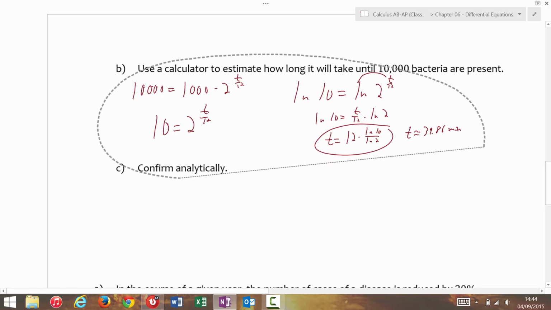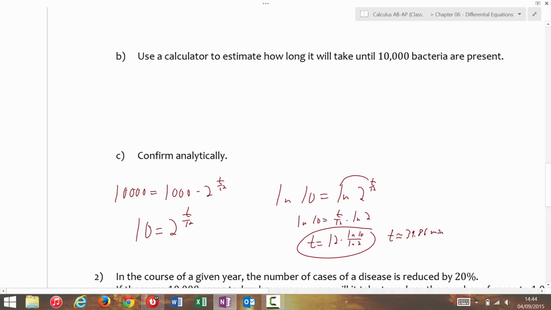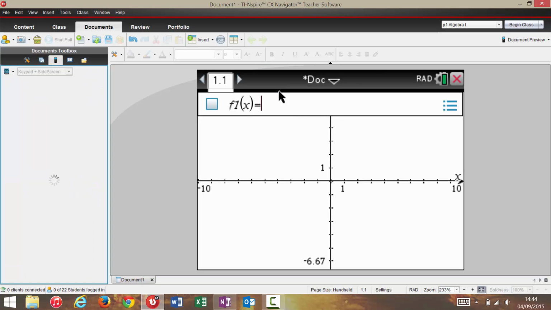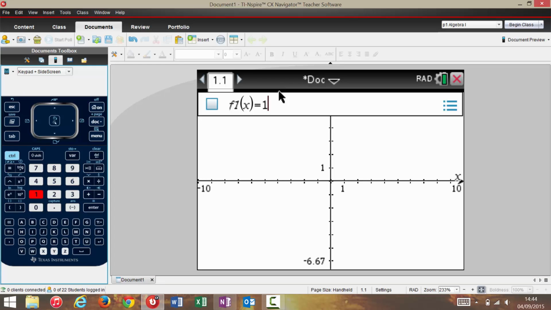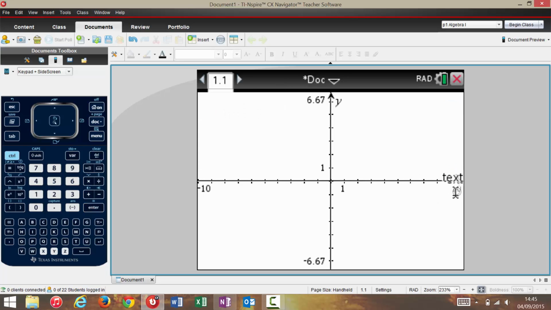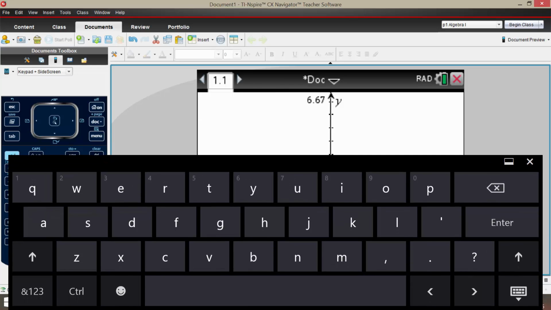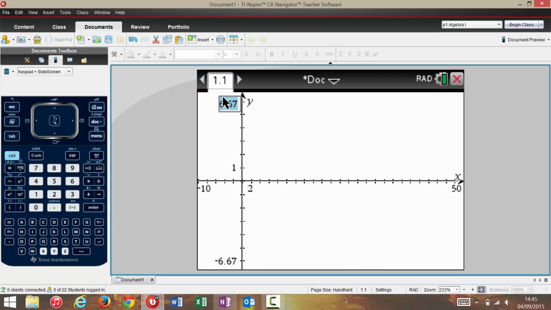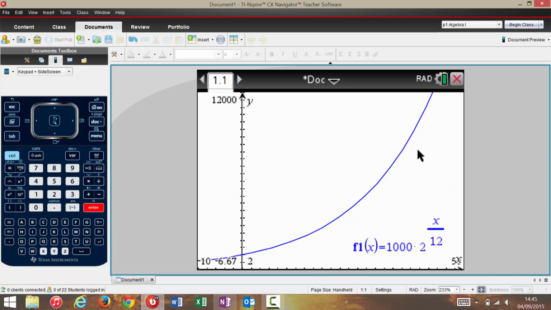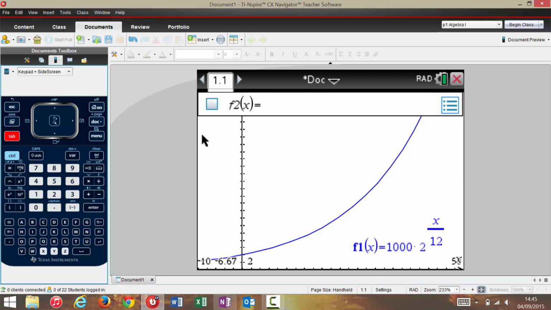I kind of just skipped ahead. All this should actually probably be down here. Using a calculator to estimate, I can do it by graphing. So if I go to the graphs and enter 1,000 times 2 raised to the x over 12, and then set the window to be something where t could be a little bigger, like maybe t could be 50, and this would have to go way up to maybe like 12,000. Then I can see here's a graph of it, and it wants to know how long until 10,000 are present. Well, I can just graph y is equal to 10,000.